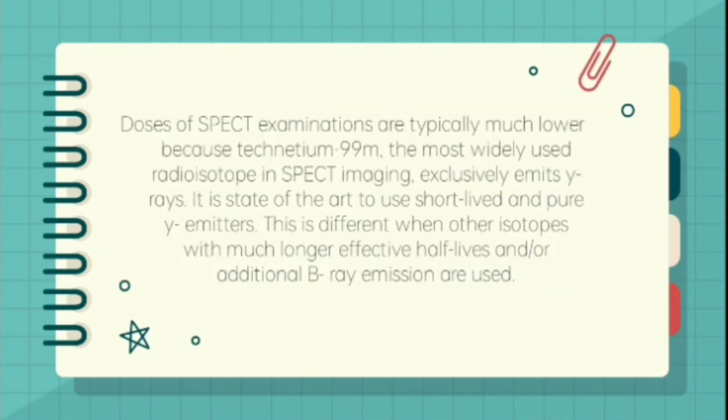Doses of SPECT examinations are typically much lower because technetium-99m, the most widely used radioisotope in SPECT imaging, exclusively emits gamma rays. It is state-of-the-art to use short effective half-life and pure gamma emitters. This is different when other isotopes with much longer effective half-lives and or additional beta-ray emitters are used.